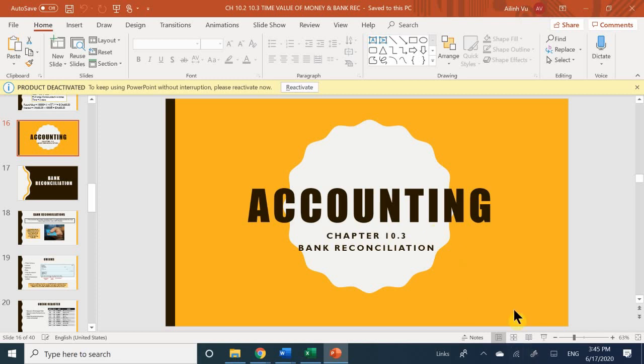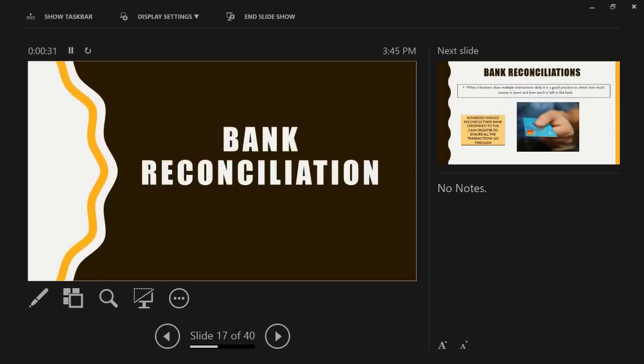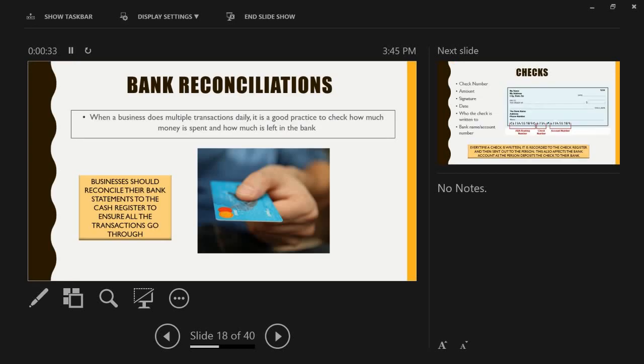So here we just went over 10.2, which was subject, but does have relations to what happens when you are dealing with cash, especially when you're dealing with your receivables, okay? What a bank reconciliation does is it makes sure that your cash register account matches the exact bank statement, okay? So that's what we're going to be looking into today.